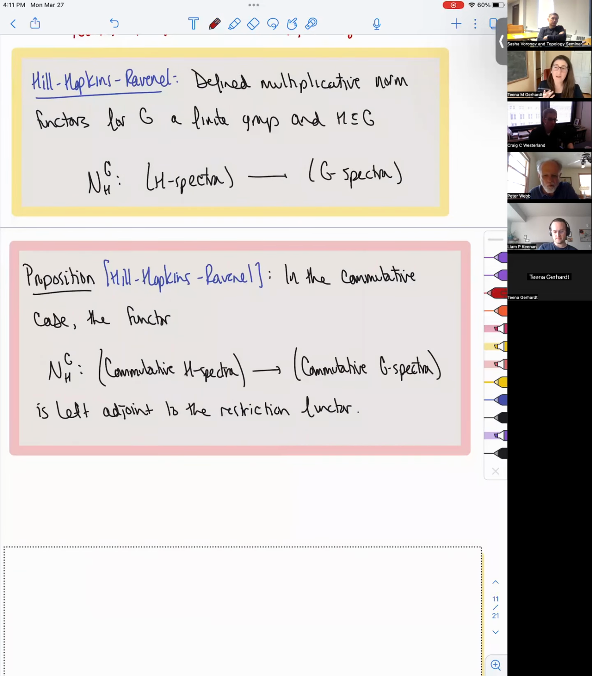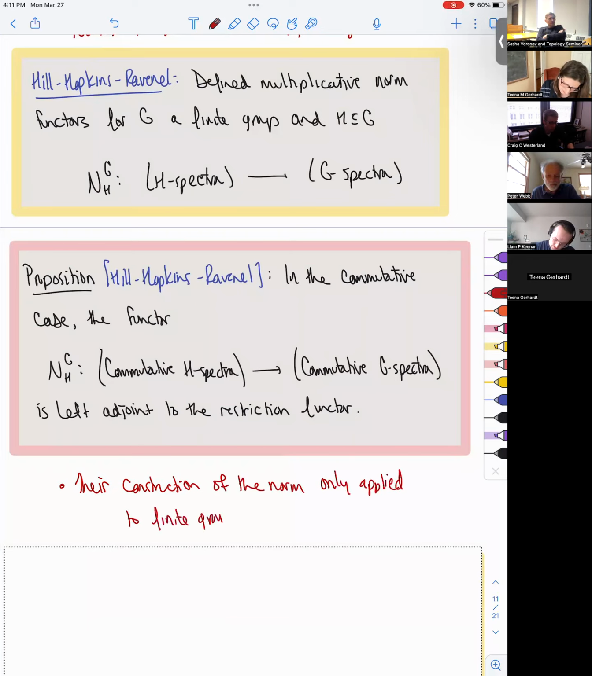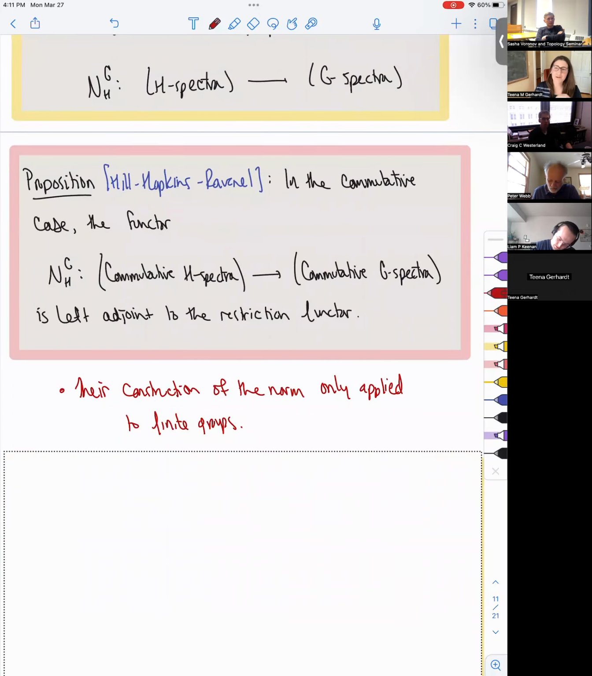Okay, so Hill-Hopkins-Ravenel make this definition of these equivariant norms, but one limitation of their construction is that it only applied to finite groups. Now, they only needed that for what they were doing, so maybe limitation is the wrong word, but their construction only applied to finite groups. And so you could naturally ask the question, can we take norms to groups that aren't finite? What would it look like to take the norm to a group that isn't finite?